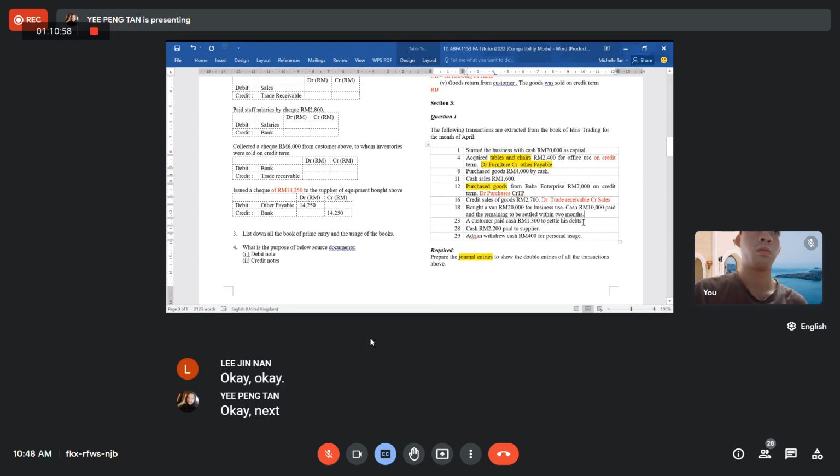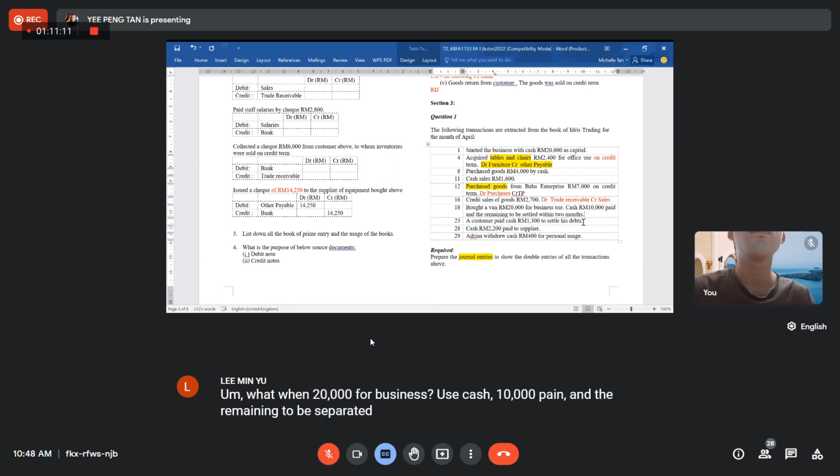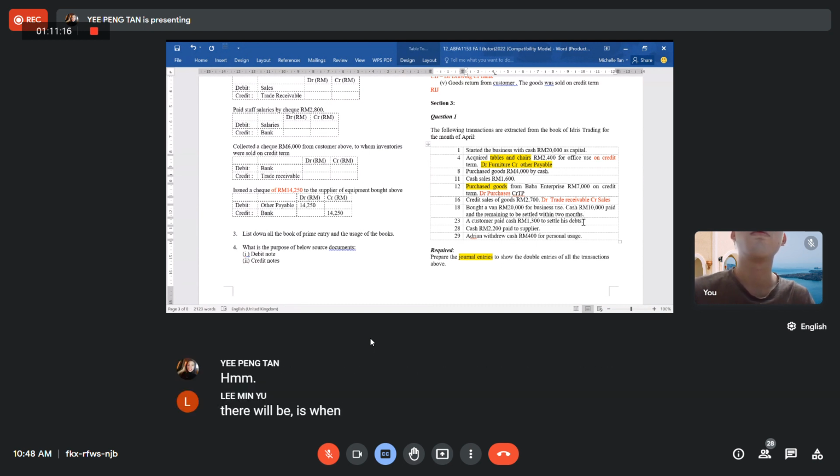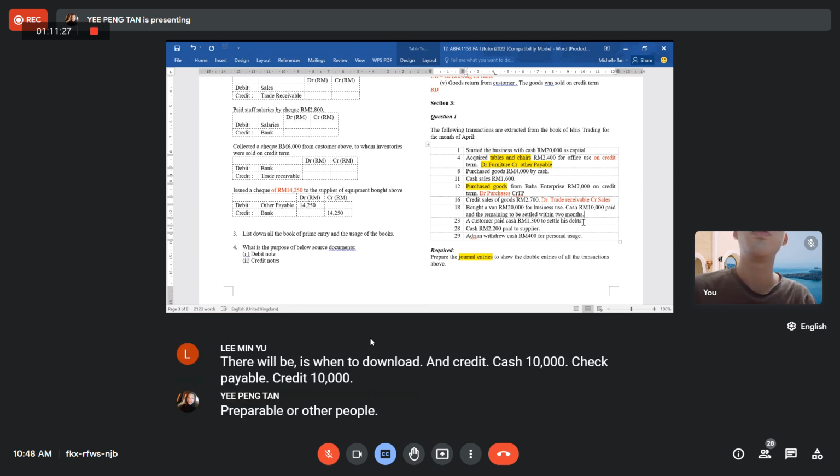Okay, next, Minyu. Bought a van for 20,000 for business use, paid 10,000 cash, and the remaining to be settled within 2 months. Debit van 20,000 and credit cash 10,000. Trade payable credit 10,000. Trade payable or other payable? Other payable. Okay, very good.